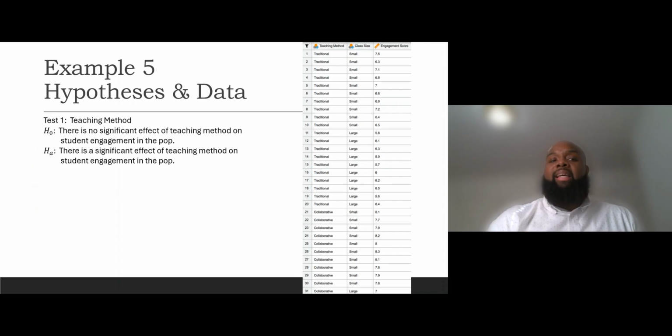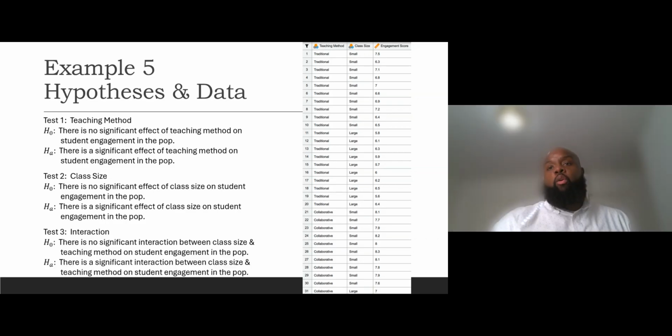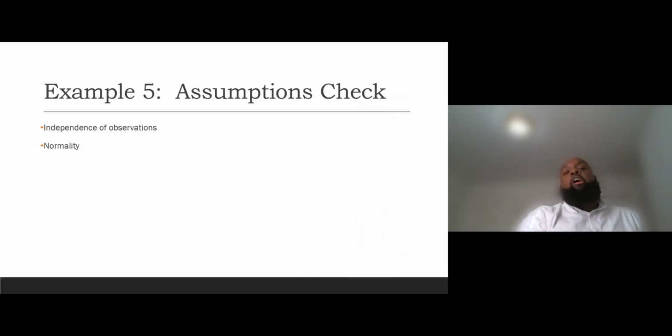All right, I can write my second null and alternative hypothesis in a similar way, and I can do a similar thing for the interaction. My null for the interaction effect is that there is no significant interaction between class size and teaching method on student engagement in the population. And of course, my alternative is that there is. And so again, we're going to go through the process of using JASP to conduct each of those tests. Before we conduct the test, we want to check the assumptions, and we also want to get some descriptive statistics. And so let's talk about the assumptions.